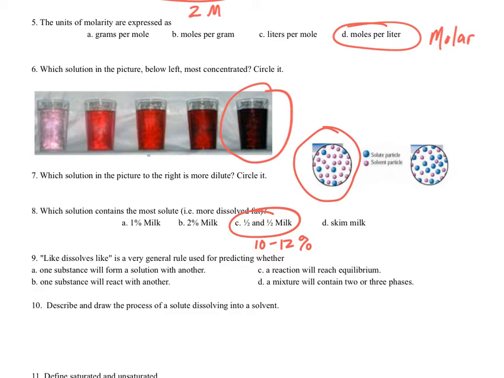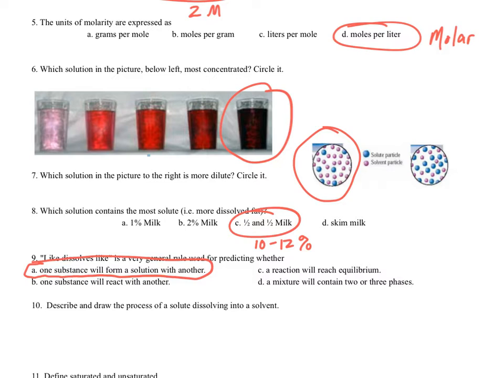Number 9, like dissolves like is a very general rule used for predicting whether a substance will form a solution with another substance. Now, "like" has a lot to do with polarity. So if molecules contain a plus and a minus end to them, they would be polar. So two kinds of substances like that will dissolve into each other.